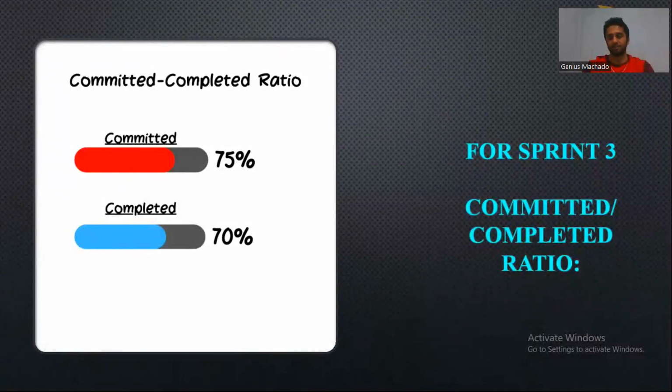But these percentages mean nothing on their own. We have considered them for the user stories for a better analysis, and put in a graphic to make it look good and more understandable. Well, that's the committed and completed ratios for sprint 2 and sprint 3.